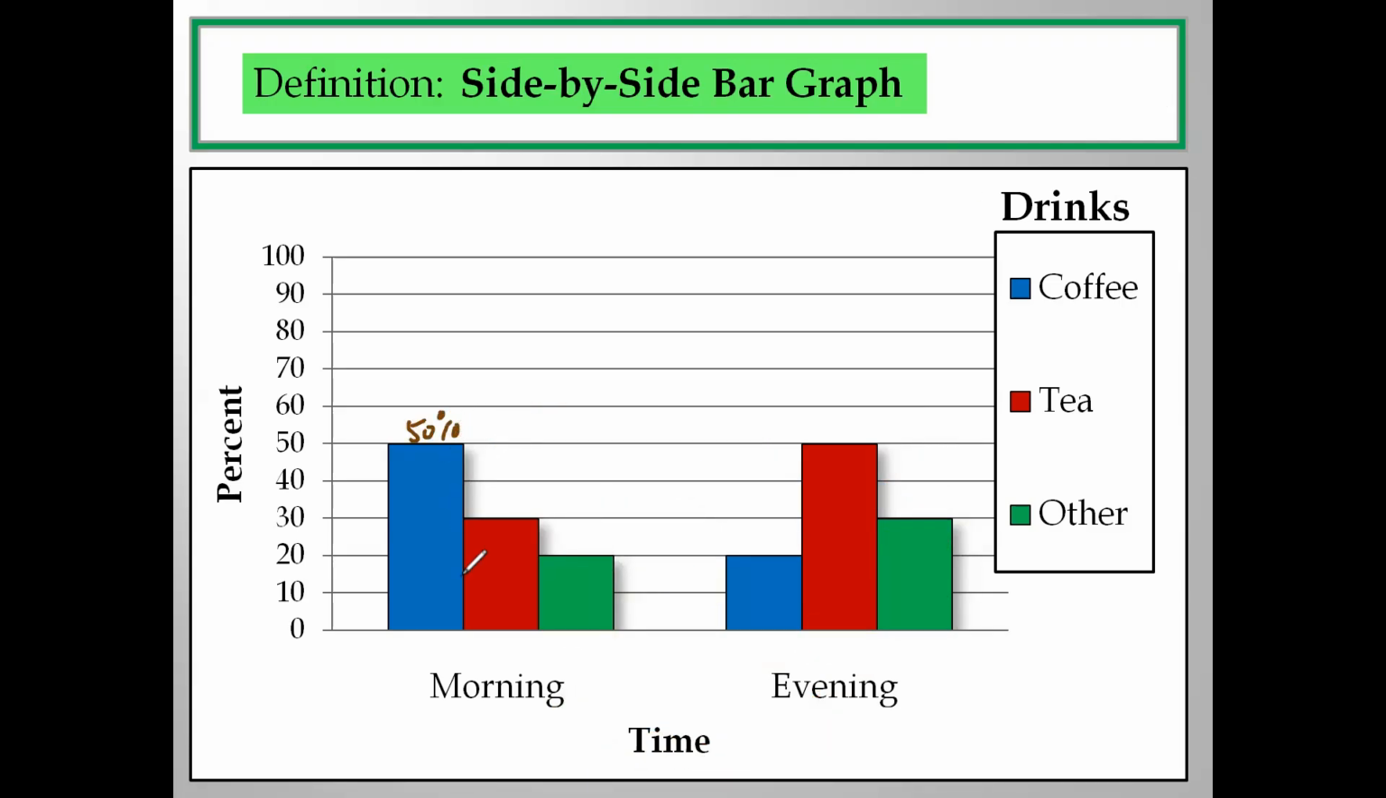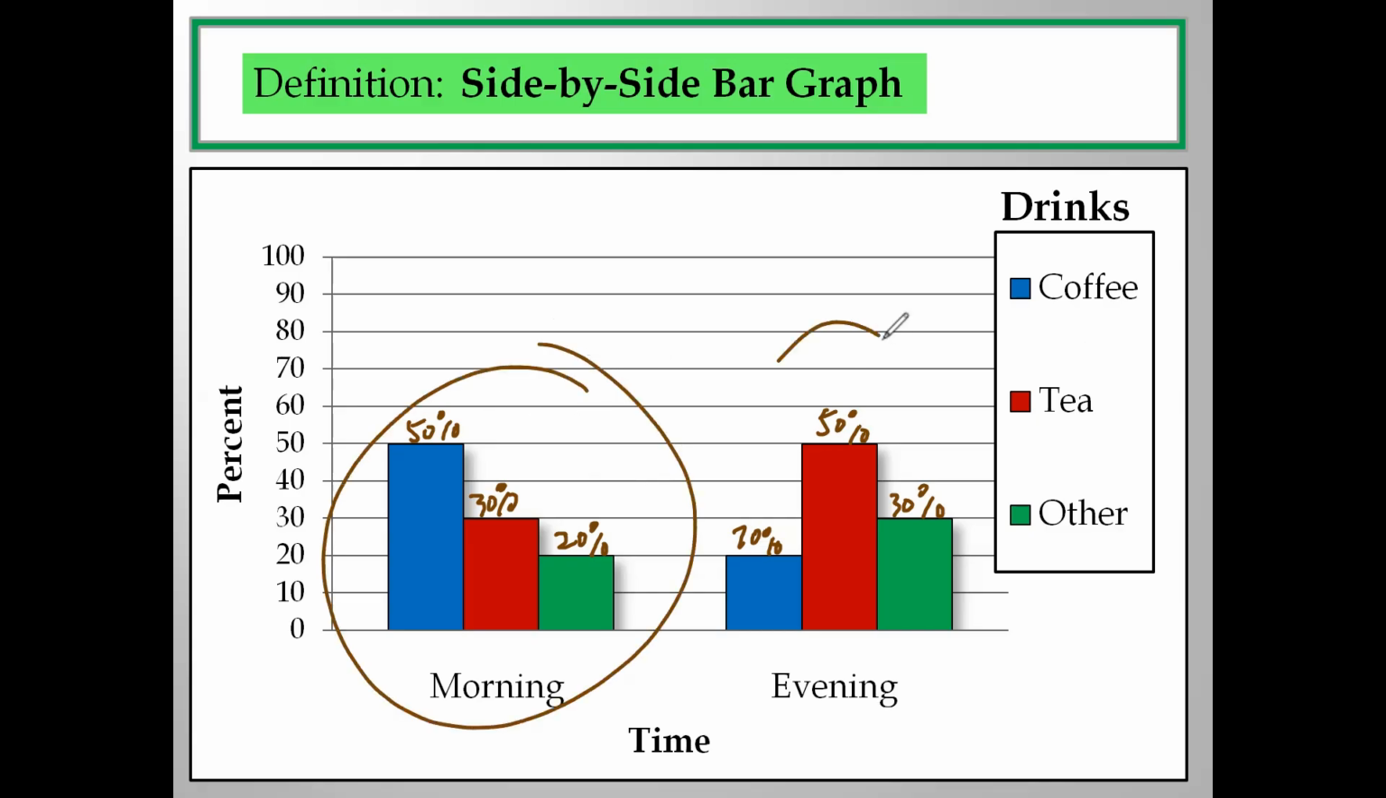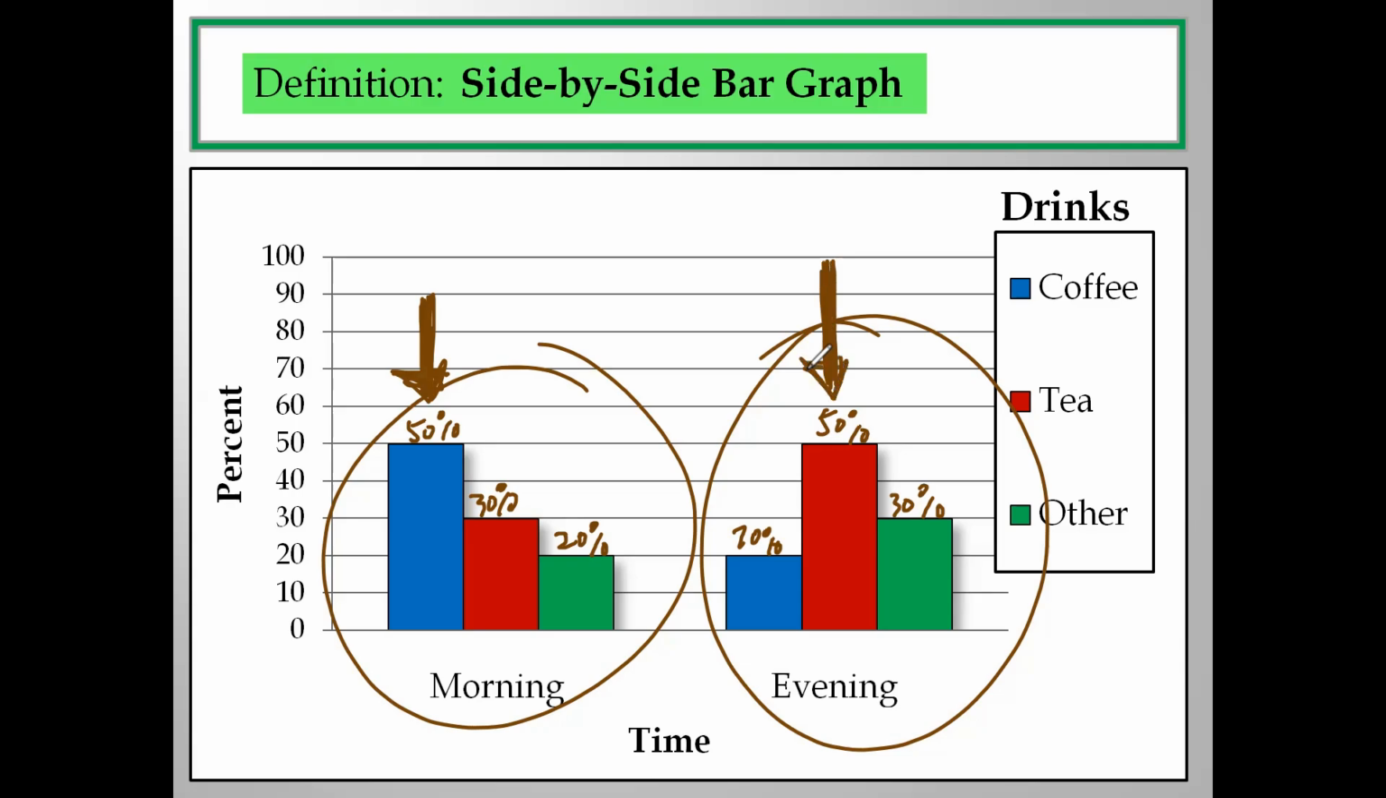We get our 50% for morning coffee, we have our 30% for morning tea, and we have our 20% for morning other drinks. Similarly, for evening coffee drinks, we have our 20%, for evening tea drinks, we have our 50%, and our evening other drinks is 30%. That's our side-by-side bar graphs. We're going to compare these graphs and maybe draw some conclusions. It seems like in the morning, based on our information, there are more coffee drinkers. And based on our data, our frequency distribution, it looks like there are more evening tea drinkers.